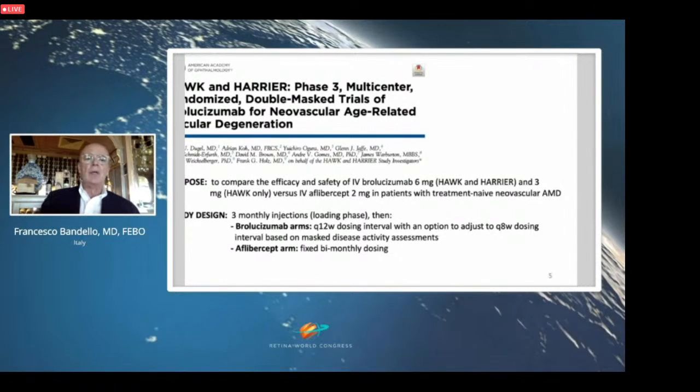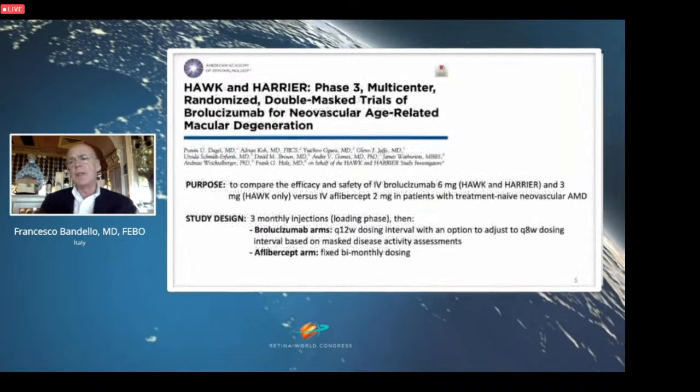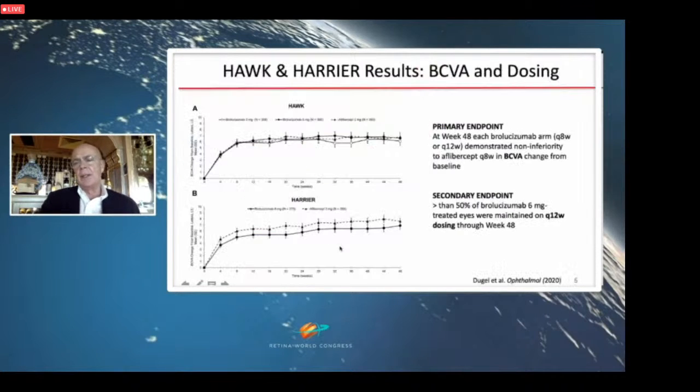Then, using brolucizumab, the investigators were allowed to dose the injections each 3 months, or come back to shorter intervals. And the aflibercept arm was always treated with 3 monthly injections and then bi-monthly. So the results of the study are summarized here.